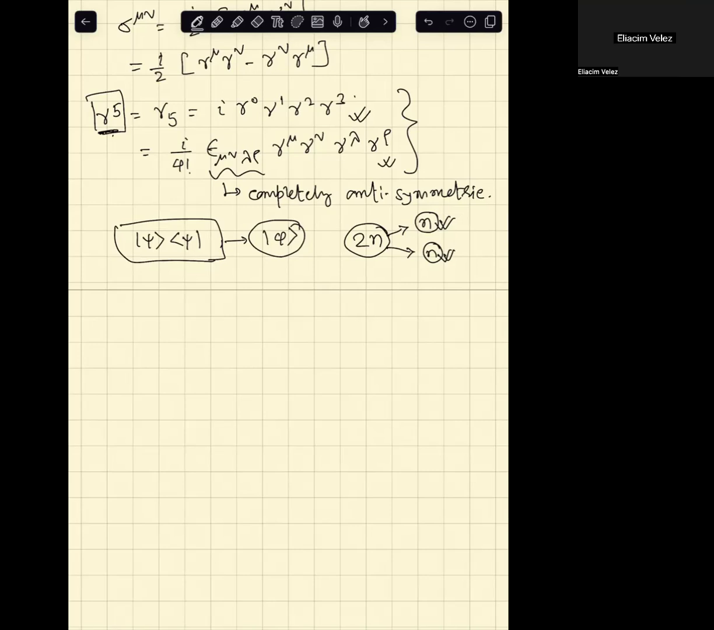So what exactly is the difference between the chiral representation or the chiral basis and the Dirac representation? Sorry, I could not hear your last point. What is the difference between the chiral or Weyl representation or basis and the Dirac basis?